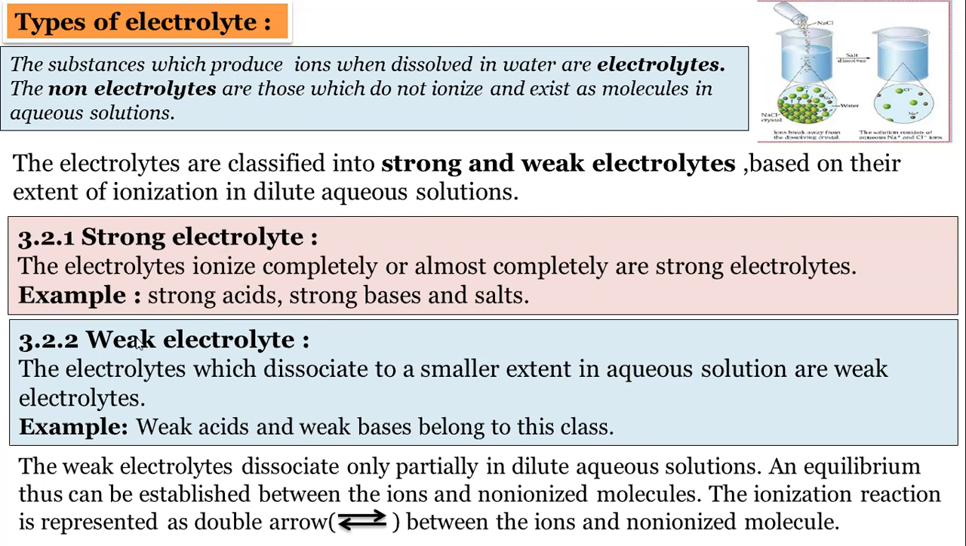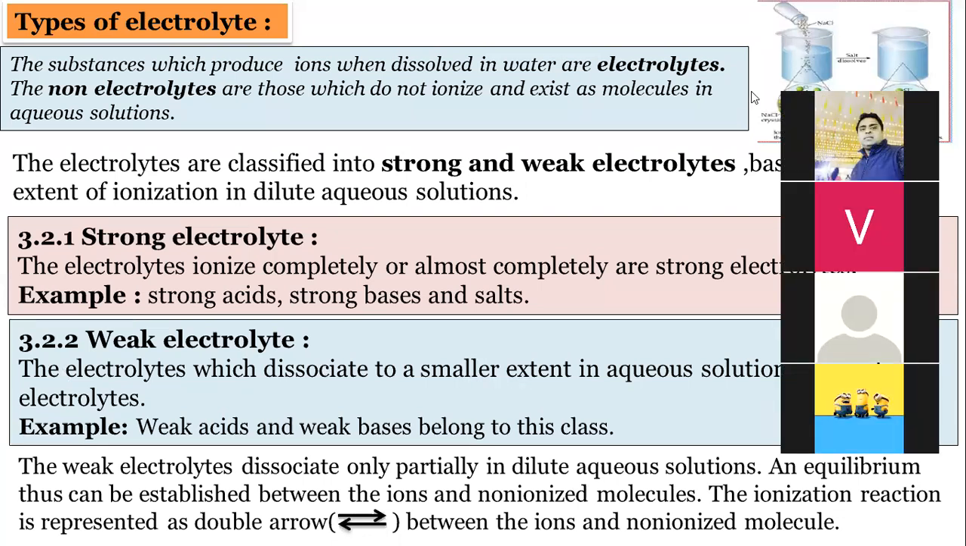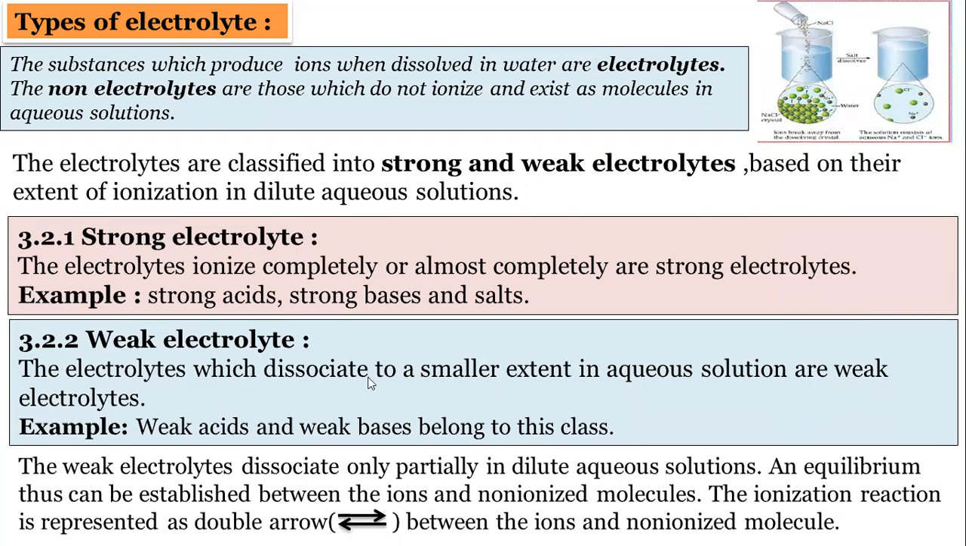Opposite to strong electrolytes, I am coming to the weak electrolytes. The electrolytes which dissociate to a smaller extent, they do not dissociate completely, but they ionize to a smaller extent in aqueous solution. These are called weak electrolytes. For example, weak acids and weak bases belong to this class. Weak electrolytes means the dissociation is not complete. Partially they dissociate. Partially means 50% or 80% they will dissociate, but not completely like strong electrolytes.